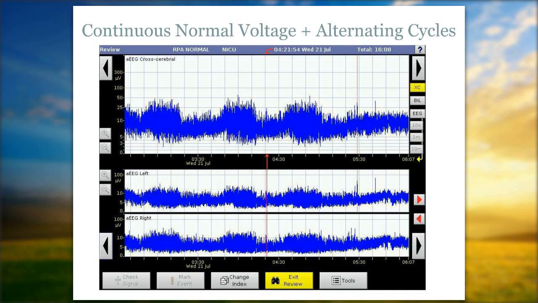Here's an example of a continuous normal voltage with those alternating cycles. Here we see that the minimum margin is above 5, the maximum margin is above 10, and we have this nice thin, thick, thin, thick, thin, thick, alternating pattern that we would expect for a term healthy brain.